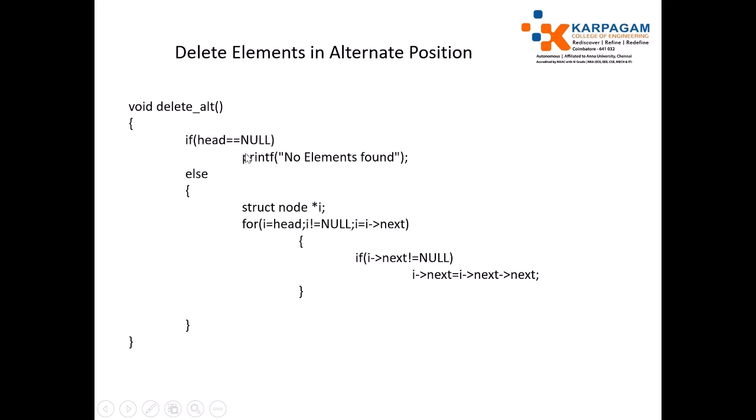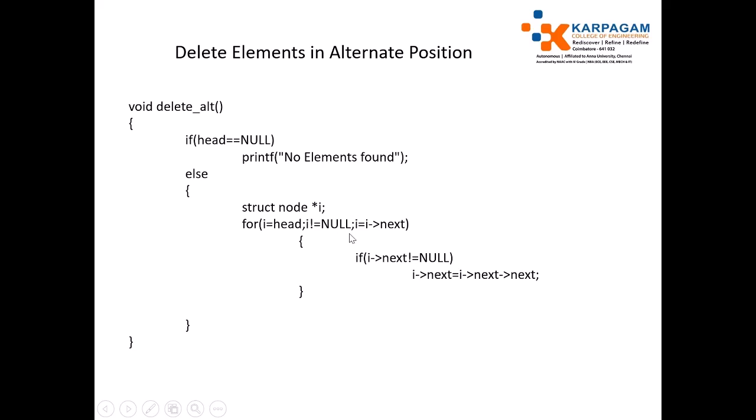If head is equal to null, it means that no element is found. If no element is found in the linked list, just print no element found. Otherwise, use a loop. The starting address of the linked list is stored in the variable I. I is a pointer variable which holds the address of a node in the linked list. And we need to go up to null. When you find a null pointer, just stop the loop.